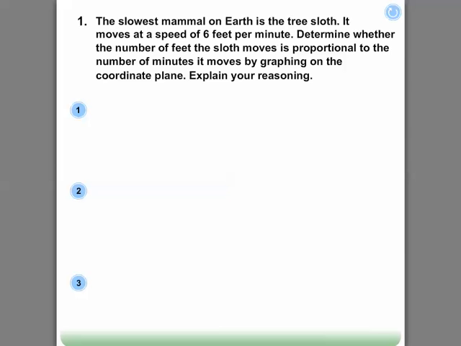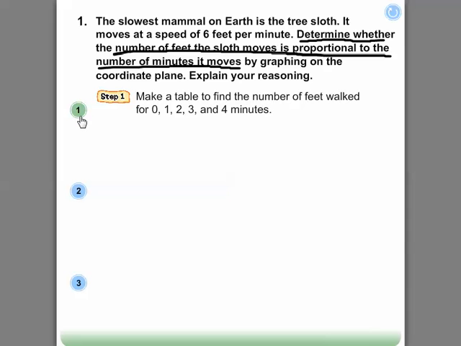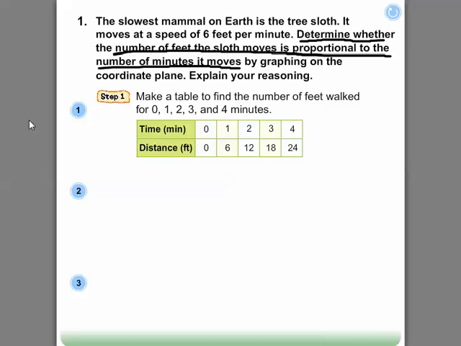So the first thing that we want to take a look at is that the question is asking to determine whether the number of feet the sloth moves is proportional to the number of minutes it moves. So this is going to be just like what we had done in the last lesson. We're going to make a table for 0, 1, 2, 3, and 4 minutes, and how many feet that they walked for those minutes.